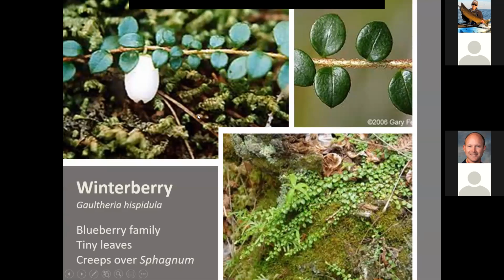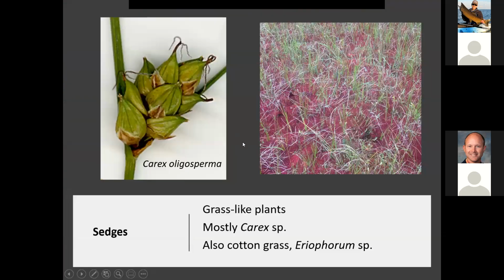Winterberry is another plant that you can see, a really pretty plant. It has tiny little leaves. They kind of look like cranberries, but they're rounder and smaller. And it's usually found just growing kind of sprawled all over sphagnum. It's also in the blueberry family, and has a really pretty white blueberry-like flower. It's fun to see in the bog, and also tends to be in the shadier parts of the bog. So not all blueberry plants in the bog.